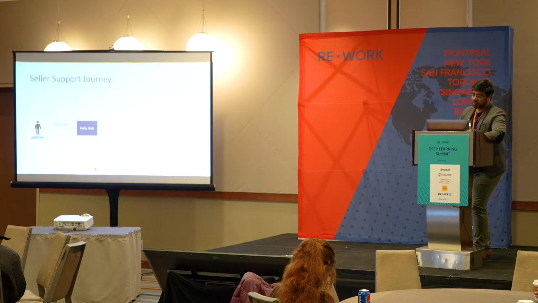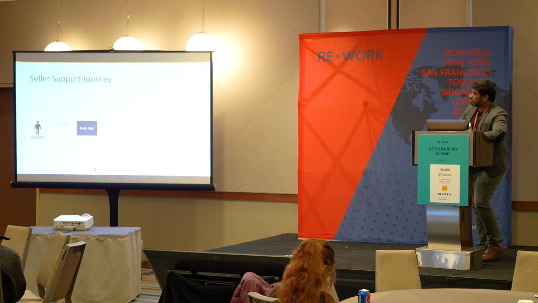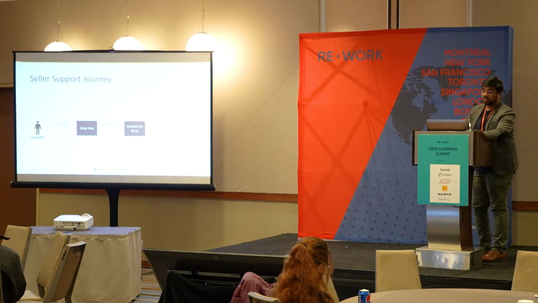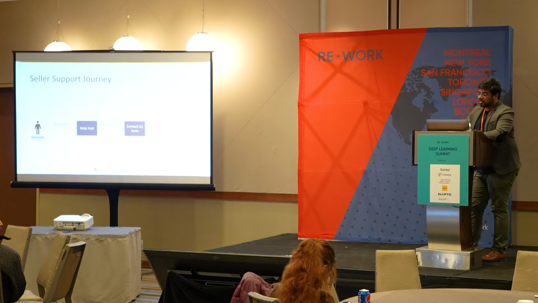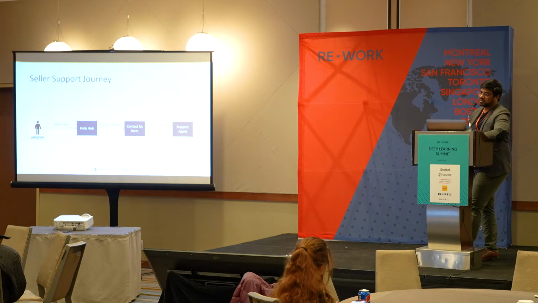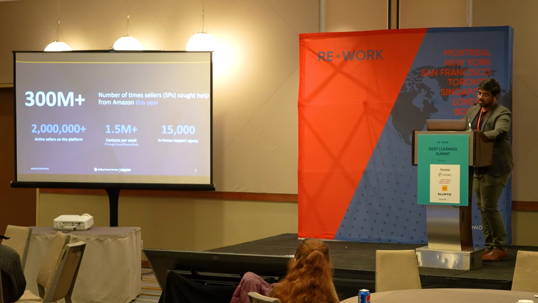Help Hub is the central repository of all issues and help articles that Amazon provides. And this can be used to solve their issues. And if that doesn't help, they try to contact us through a Contact Us form on the Contact Us page. And these cases are then routed to support agents that we employ at scale. At each of these stages, we try to resolve the seller issue as best as we can, and then provide a resolution back to the seller. And we do all of this at Amazon scale.